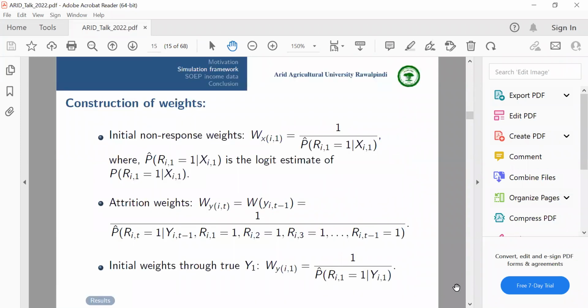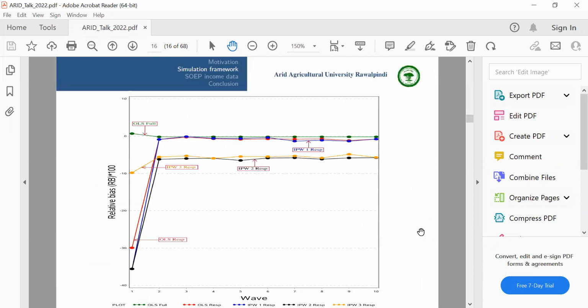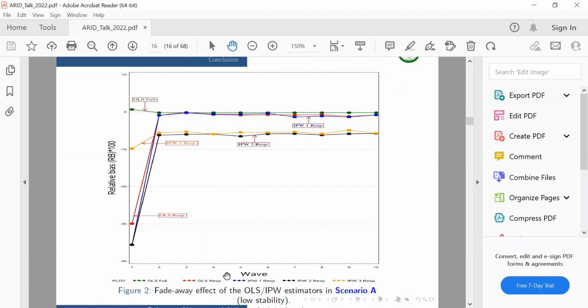And these are some of the models. You see that this is the wave: on the x-axis we have the waves of the panel, from wave 1 to wave 10, and on the y-axis we have the bias of the estimator. You see this green line, which is the pooled sample. This is the bias of the estimator on the pooled sample. You see there is no bias in the estimate because it is close to zero, because the pooled sample consists of respondents and non-respondents. So there is no bias in this sample.